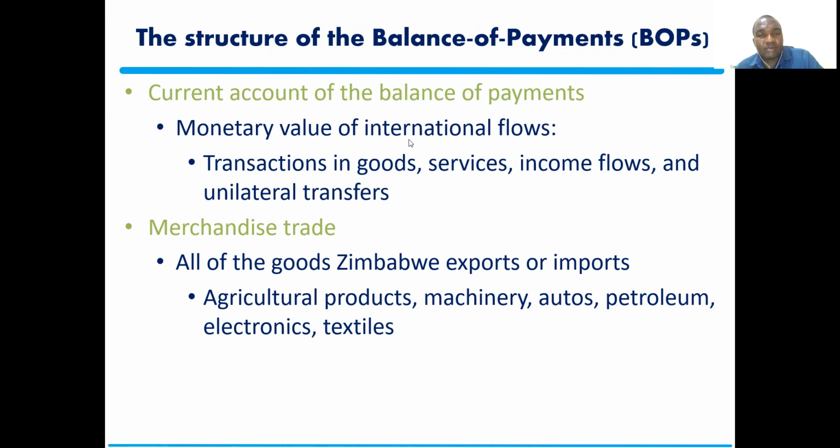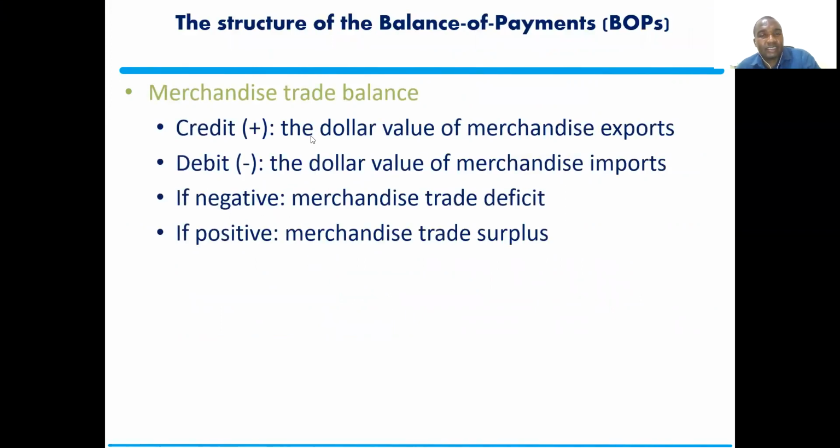It records the monetary value of international flows, transactions in goods, services, income flows, and unilateral transfers. All of the goods Zimbabwe exports or imports, such as agricultural products, machinery, autos, petroleum, electronics, and textiles. Merchandise trade balance: a credit is registered as a positive associated with exports, and a debit, which is really an outflow, is associated with merchandise imports. So if the merchandise trade balance is negative, it means we've got a trade deficit. But the opposite is that if it is positive, then this translates to a surplus.